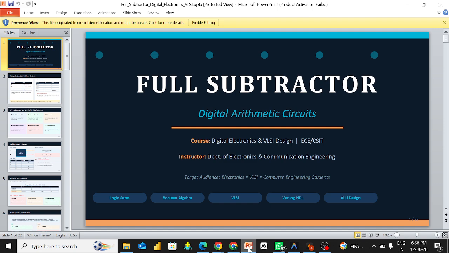After ALUs and multipliers, we are going to study how the RTL design workflow works, how we usually execute floor planning, and something related to VLSI chip designing. Okay, so before going to that, we need to complete this full subtractor, ALUs and multiplier.